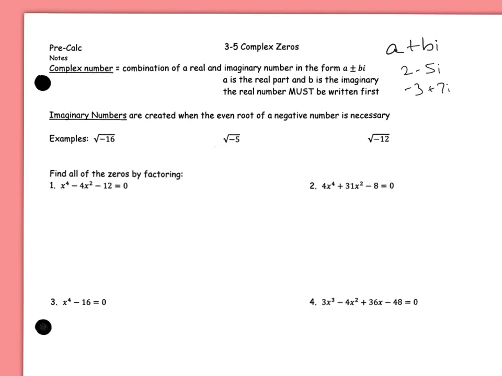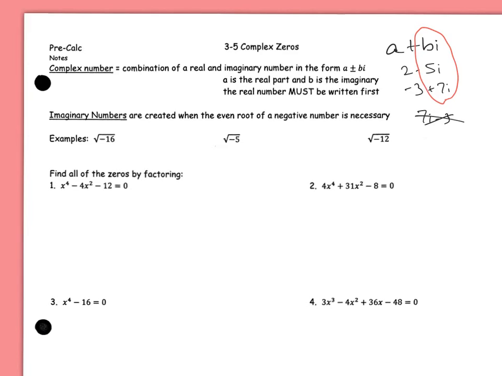Now, the imaginary number is super easy to recognize because it has a little i after it. When you write it, the order is super important. It has to be real, then imaginary. If you were to switch this and say, 7i minus 3, this is considered to be incorrect. Although it seems like it's just out of order, it's actually incorrect.